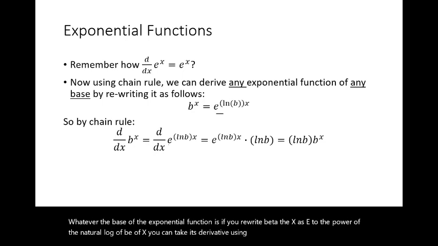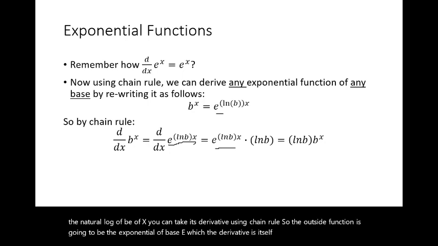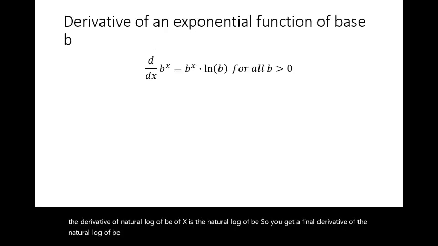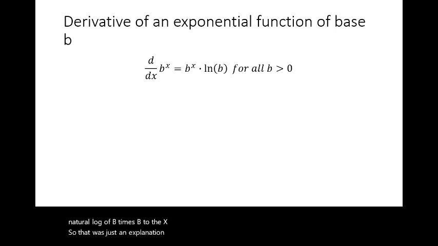So the outside function is going to be the exponential of base e, which the derivative is itself with the inside left alone. Then you're going to multiply it by the derivative of the inside. Natural log of b is a constant, so the derivative of natural log of b times x is the natural log of b. So you get a final derivative of the natural log of b times b to the x. So that was just an explanation of where the derivative of the general exponential function comes from.